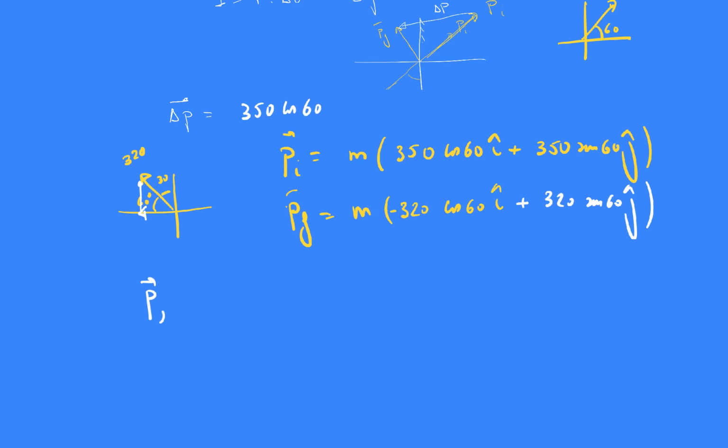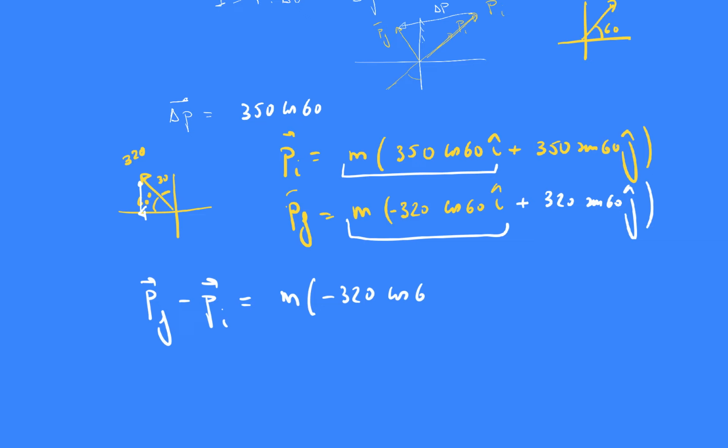PF minus PI. So let's make the change. The change will be m, so I will take the difference between PF and PI. PF is m minus 320 cosine of 60, minus the component of PI, which is m 350 cosine of 60. And this is everything in the i direction.